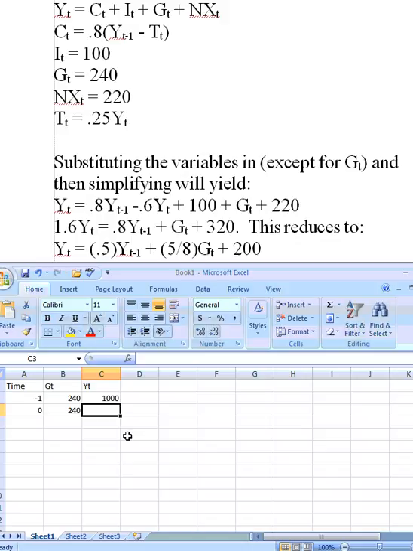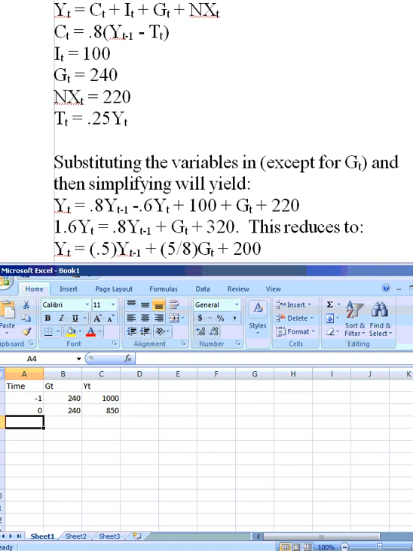Then here we have the formula. So this is going to equal 0.5 times yt minus 1, which is yt from the previous. Forgot the star. Yt minus 1 plus parentheses 5 divided by 8 times the current gt plus 200. We hit enter. That gives us the current value.